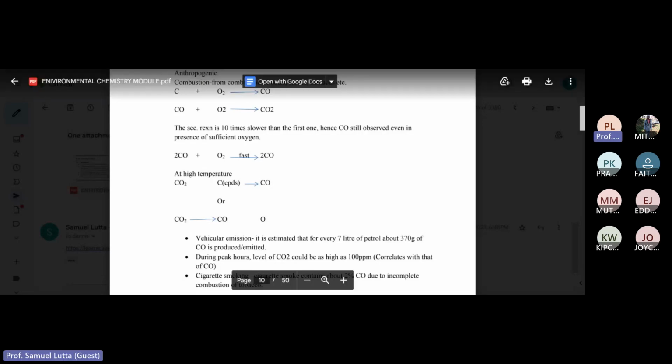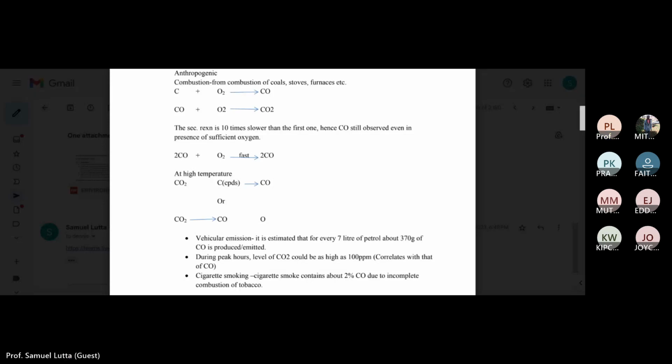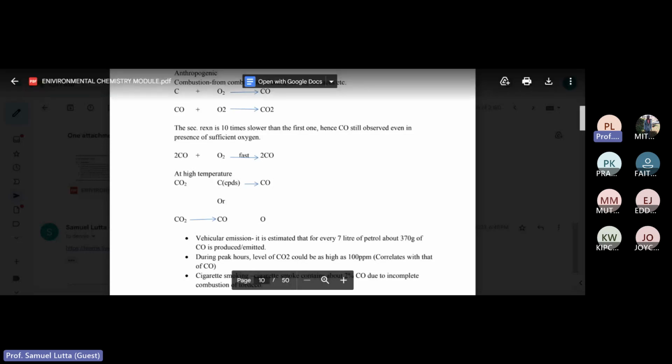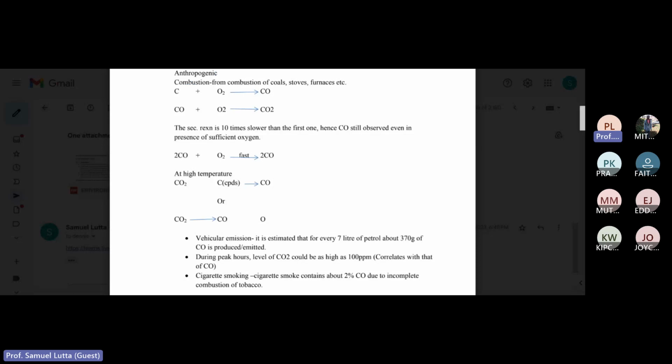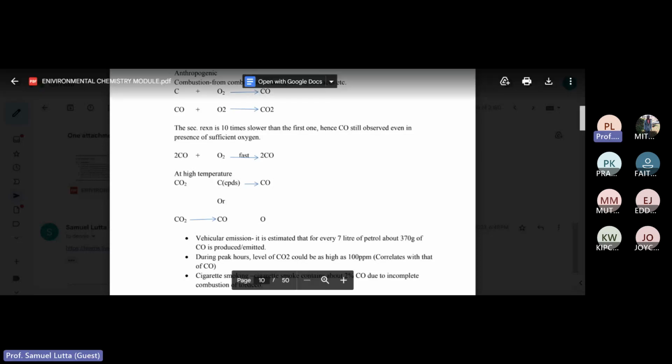So I think you can get that, and then after you have gotten that, the carbon monoxide is formed, and then under very high temperature, you can have what we call free radical reaction. This one can break down to form carbon monoxide plus carbon. Carbon monoxide, very dangerous. So these are the sources.